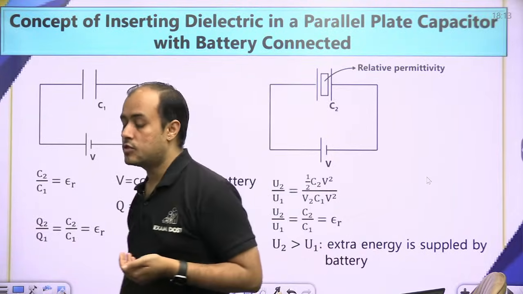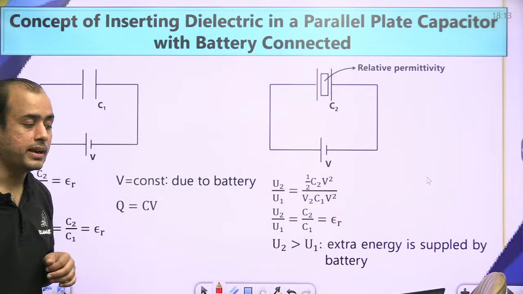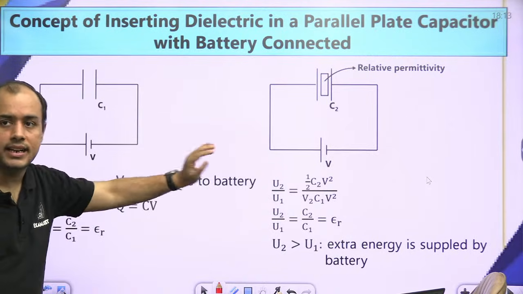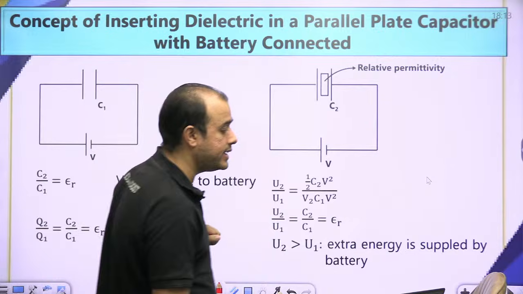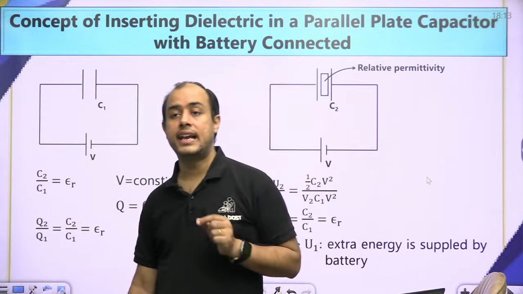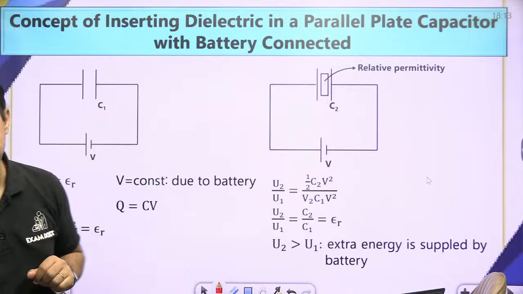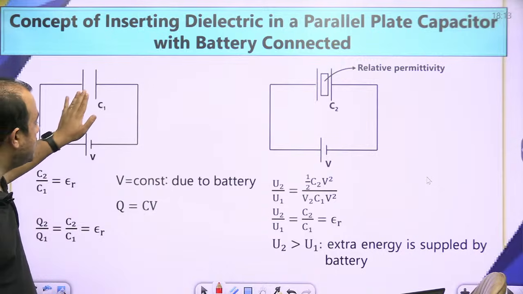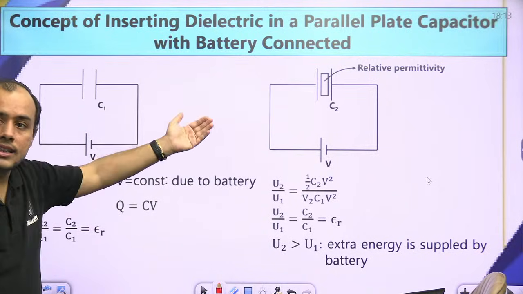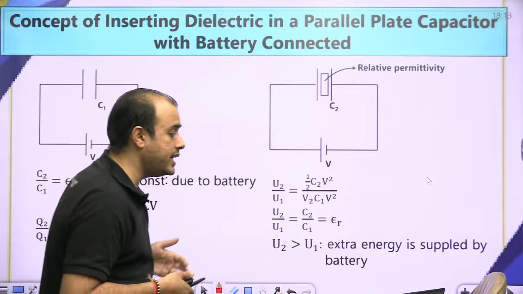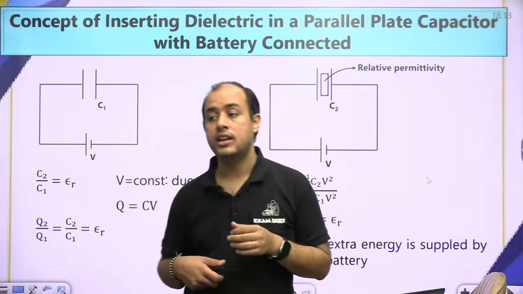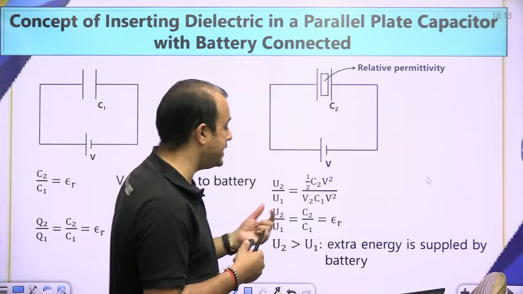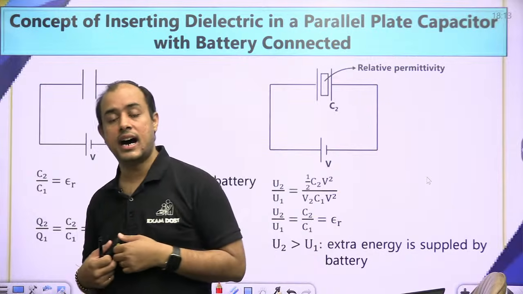Now what happens when we insert a dielectric between the plates of a capacitor? So the first case is if the battery stays connected. If the battery remains connected and then we insert the dielectric between the plates of the capacitor, now potential is constant because of the battery. Now charge will be CV. So when you insert the dielectric, you are actually increasing the relative permittivity, or you are increasing the permittivity.